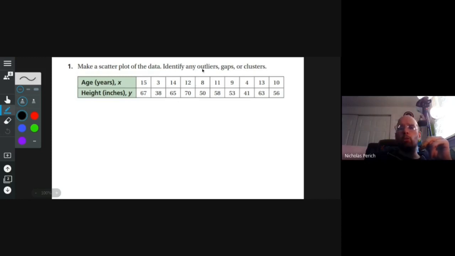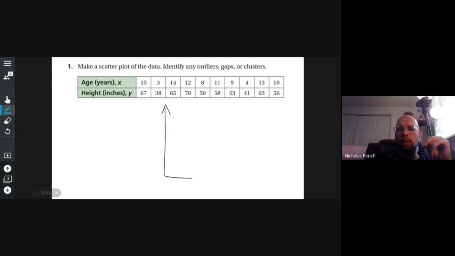But this is what it looks like. You have your y-axis, you have your x-axis. This is my x-axis always, and that's my y-axis always. It says here that my age is the x-axis, so I'll put my age, and it's going to be in years. And over here, my height.